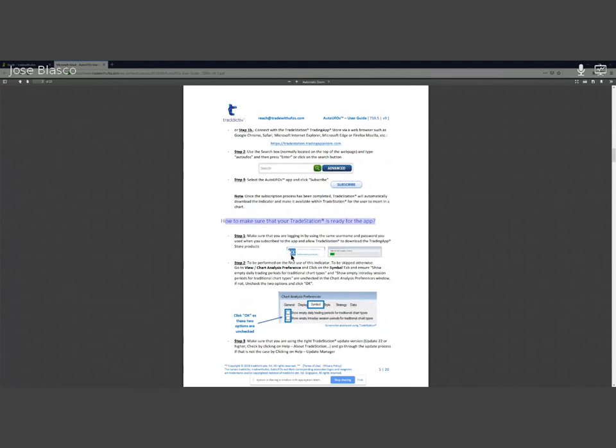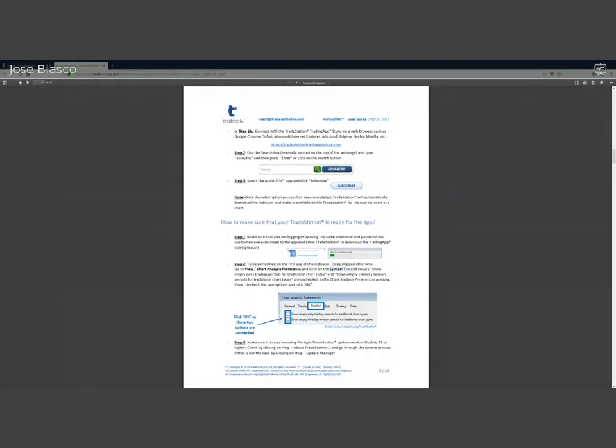One of the things it says is to be performed on the first use of this indicator. So you do that once every time you install TradeStation on a new computer. That's only for the first use. You need to go to View, Chart Analysis Preference. You go to the symbol tab, and you want to make sure that those two options are unchecked, because by default, the daily is checked. So you want to make sure they are both unchecked.